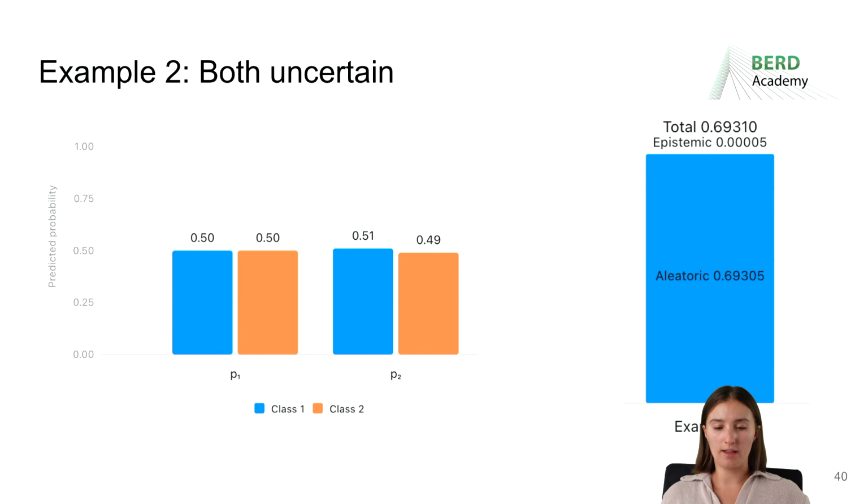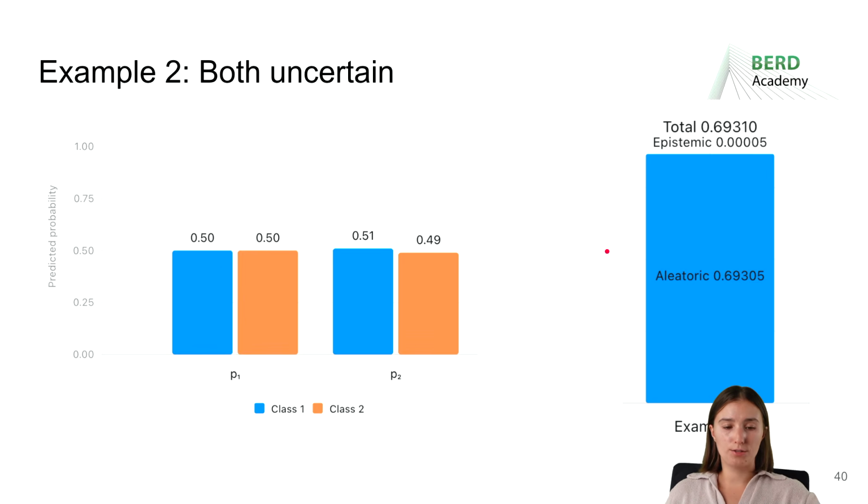And now if we again look at the total uncertainty, we see that we have a total uncertainty of 0.69. So the total uncertainty is quite similar in both of the cases. And the epistemic is 0.00005. So it is very, very little, and most of the uncertainty comes from the aleatoric part here.